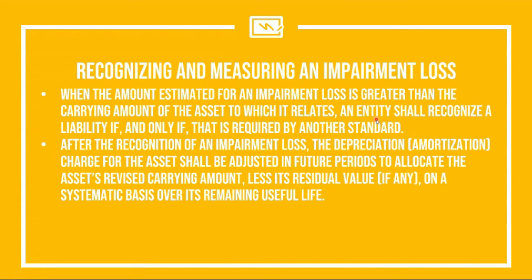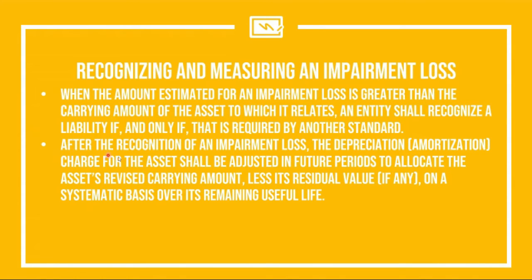Again, any estimate for impairment loss is recognized immediately in profit or loss, and you are not required to recognize any liability unless it is required by other standards, such as if you're going to recognize estimated liabilities for provisions or any other items that are related to the asset.